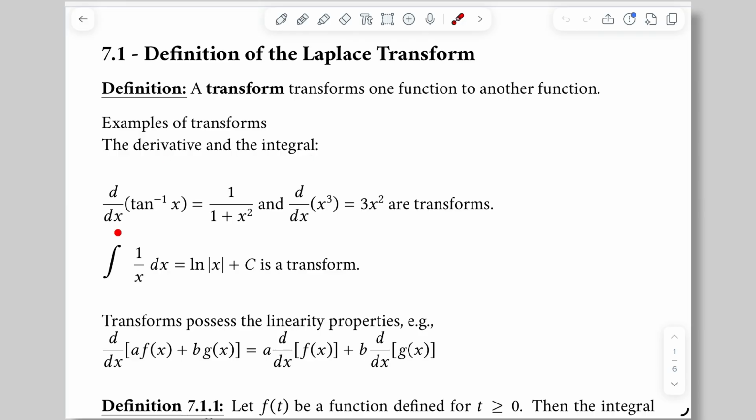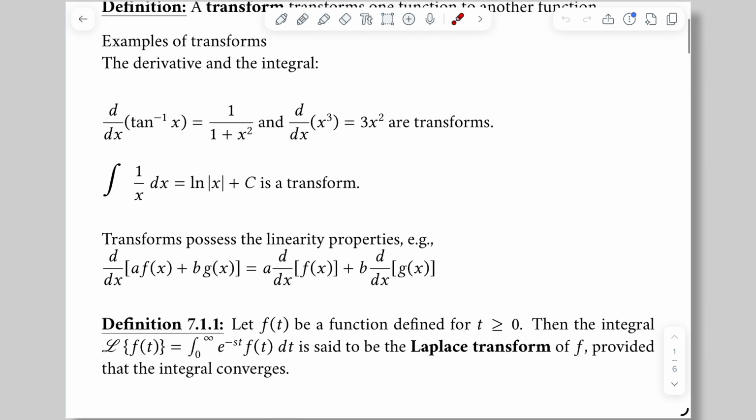For instance, the derivative of the inverse tangent of x is 1 over 1 plus x squared, so that inverse tangent got transformed. The integral of 1 over x dx is the natural log of the absolute value of x plus c, and again, 1 over x has been transformed to that natural log.